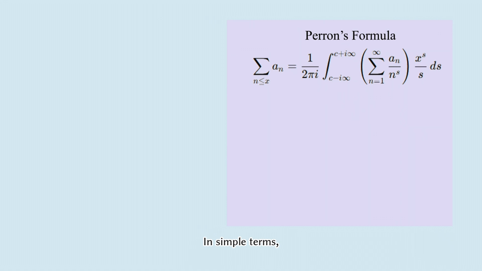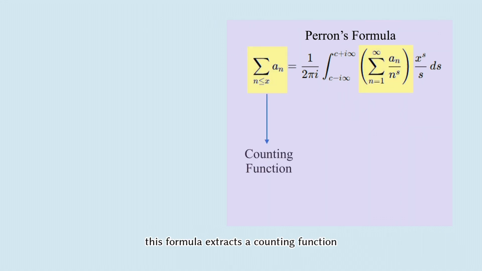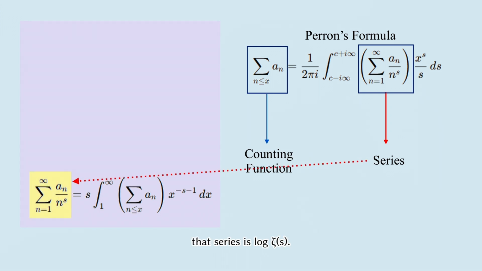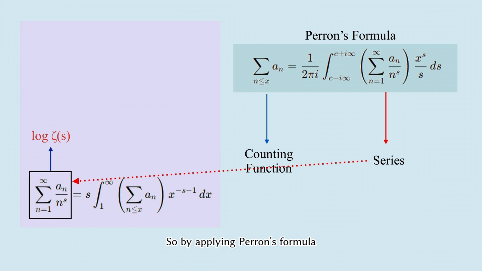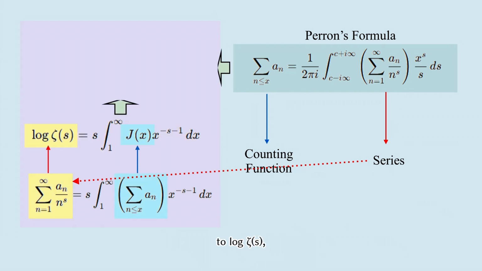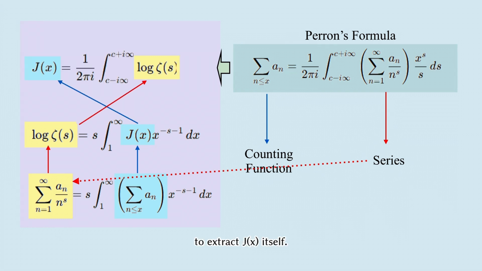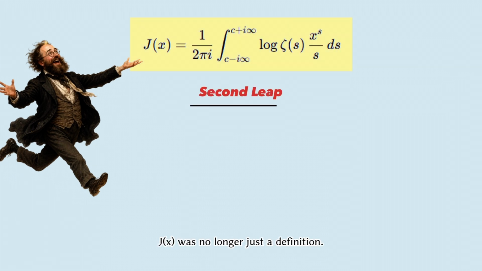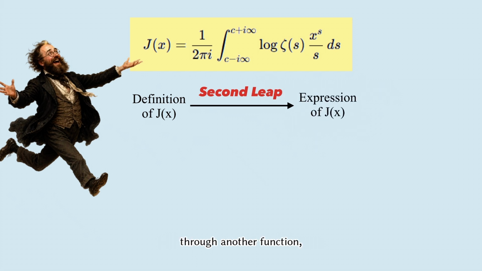In simple terms, this formula extracts a counting function from a series. In our case, that series is log zeta of s. So, by applying Perron's formula to log zeta of s, Riemann was able to extract J(x) itself. Wow! This was Riemann's second leap. J(x) was no longer just a definition. It was now expressed through another function, the zeta function.